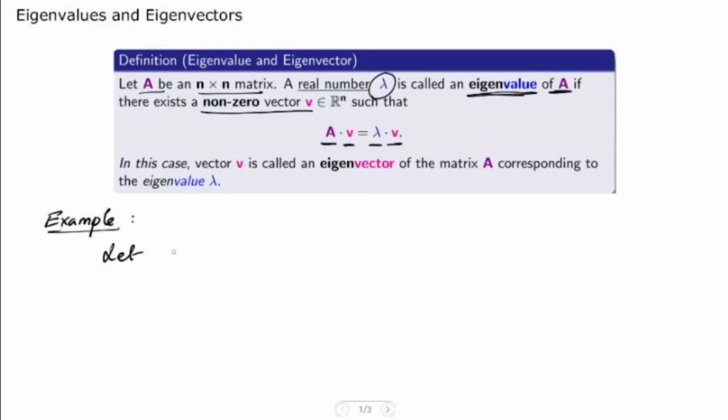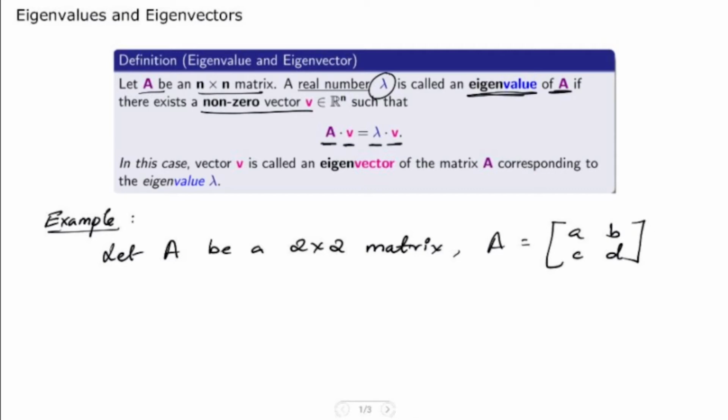Let A be a 2 by 2 matrix here. So let's say A is equal to A, B, C, and D. In that case, the vector V, which is x1, x2, is a non-zero vector.